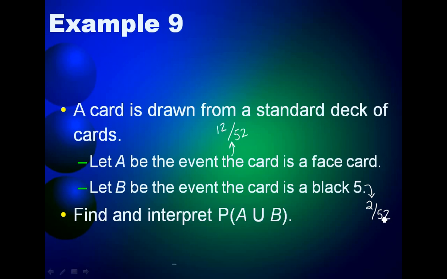So we want to find and interpret A union B. Well, there's no overlap here. So we want the probability that the card is either a face card or a black 5, and the probability of that is 14 out of 52. Since there's no overlap, we can just add those together.